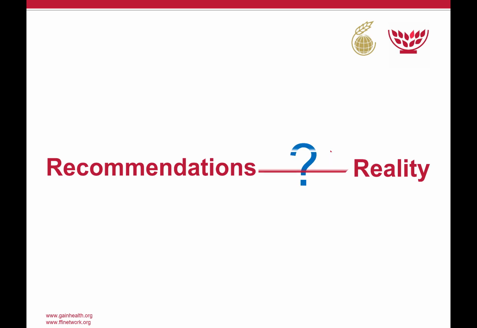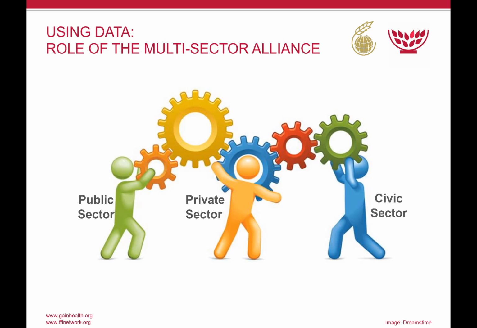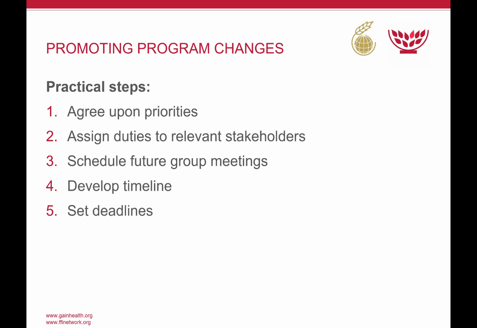However, how do such recommendations become reality? The multi-sector alliance, with representatives from the public, private, and civic sectors, should take responsibility for reviewing each summary report in depth and gathering stakeholders to catalyze action. When stakeholders meet to discuss how to move forward with the recommendations, it will be important to agree upon priority modifications, assign duties to relevant stakeholders, schedule future meetings, develop a timeline for action, and set deadlines. These factors increase the likelihood that program changes will be achieved in a timely manner.